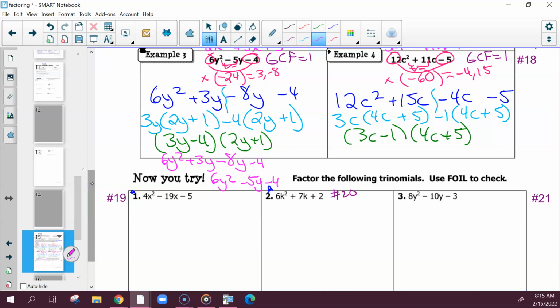3C times 4C is 12C squared. 3C times 5 is 15C. Negative 1 times 4C is negative 4C. And then negative 5. So 12C squared plus 11C minus 5 works.